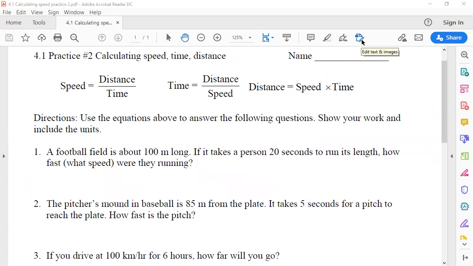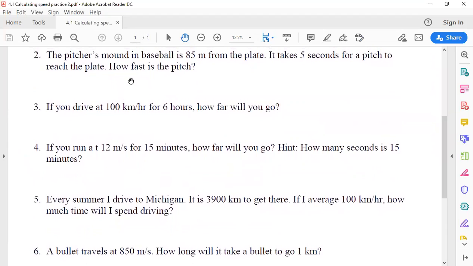We'll look at problem number 2. Problem number 2 says a pitcher's mound is 85 meters from the plate. It takes 5 seconds for a pitch to get there. How fast is the pitch? It's asking how fast. That tells us what we're looking for. We're going to go back to our equations and find which equation gives us fast. That's going to be our speed equation. Again, our equation is going to be v equals d over t. Step 1 is done.